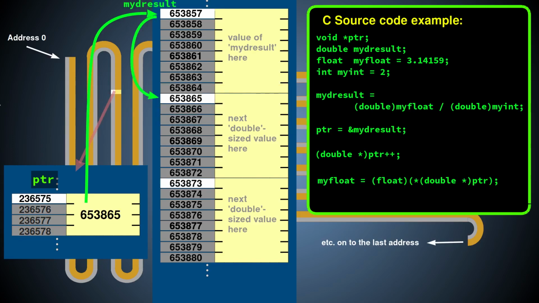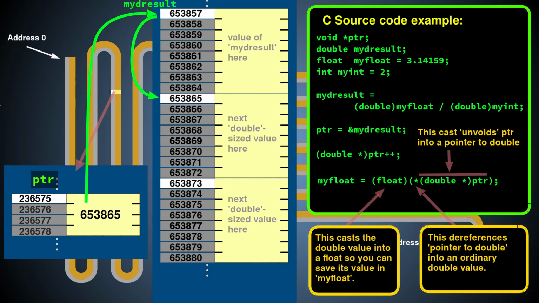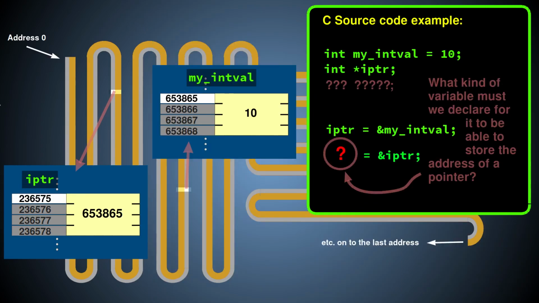You can, however, and must, cast the dereferenced value of a void pointer to a type that is legal for the dereferenced value. In this case, the dereferenced value is a non-pointer data type, a double, so you can cast the dereferenced value into any other non-pointer data type, for example, into a float, like this. But what if the variable pointed to by a pointer is another pointer?